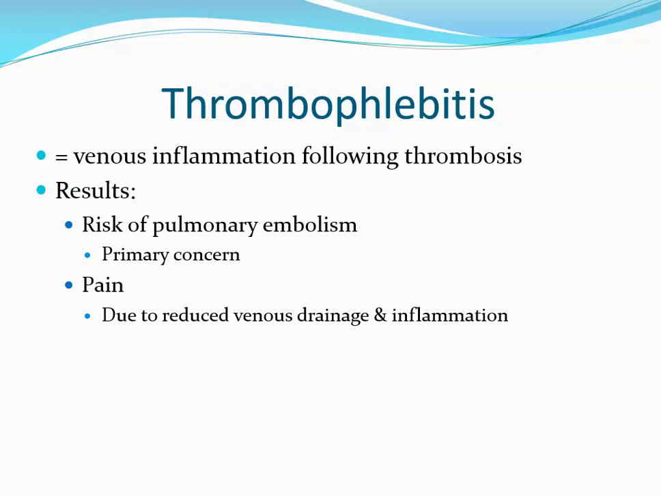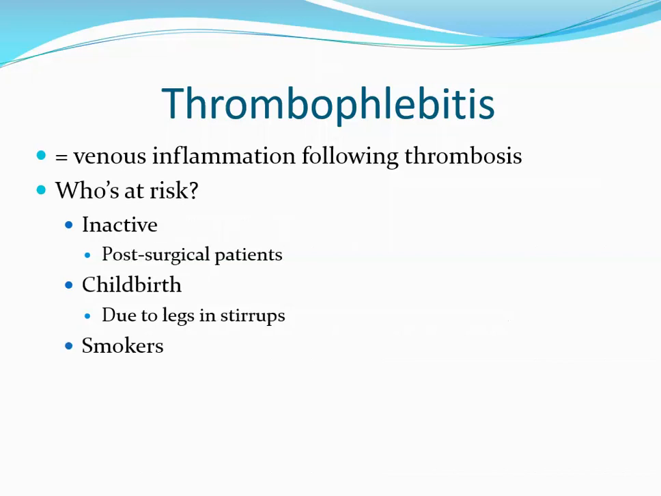The results, the primary concern is the risk of possible pulmonary embolism as pieces of these thrombi break apart. You will also see pain, lots of pain, due to the reduced venous drainage and inflammation. Who is at risk? Anybody who is inactive, for example, post-surgical patients. Also childbirth, especially when women spend a long period of time with their legs up in the stirrups. And smokers are at a greater risk of thrombophlebitis.